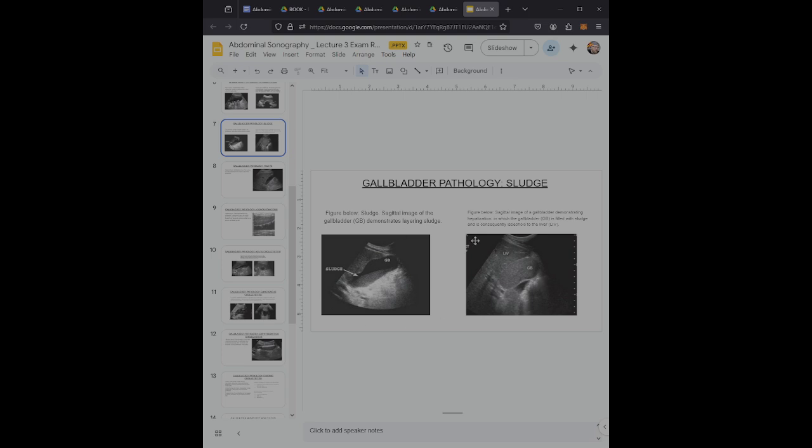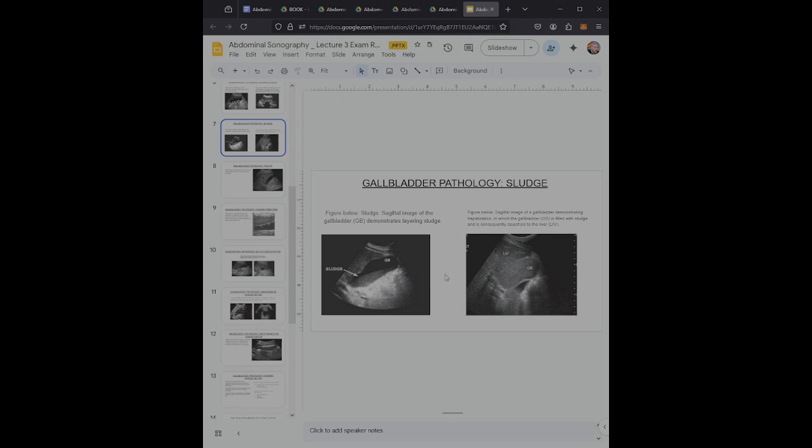Sludge is typically asymptomatic, and sonographically, sludge appears as a collection of low-level, non-shadowing dependent echoes within the gallbladder lumen. And whenever sludge is visualized, we should closely evaluate the gallbladder for signs of gallstones or other markers of cholecystitis.